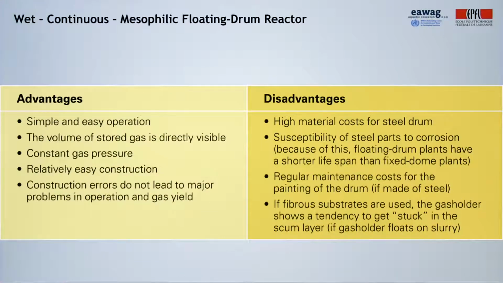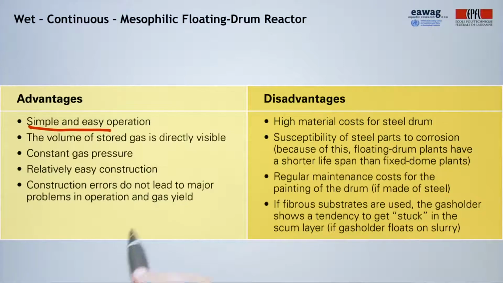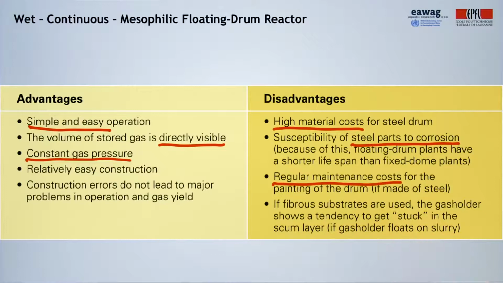Here are some advantages and disadvantages of the floating drum reactors. Advantages are that it's simple and easy to operate. One big advantage is that the volume of gas is directly visible, and that means we know if the system is working or not. We also have constant gas pressure, or we can increase this pressure by adding some weight onto the gas holder tank. Some disadvantages are the high material costs for the steel drum, and that these steel parts are susceptible to corrosion. There are also regular maintenance costs that arise from keeping this corrosion at bay.